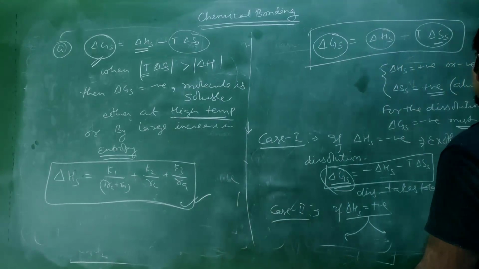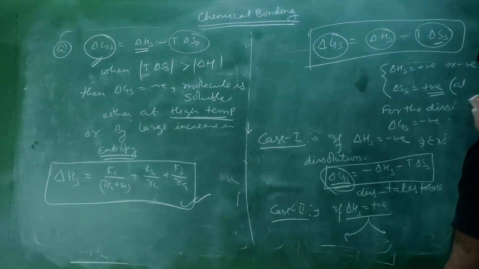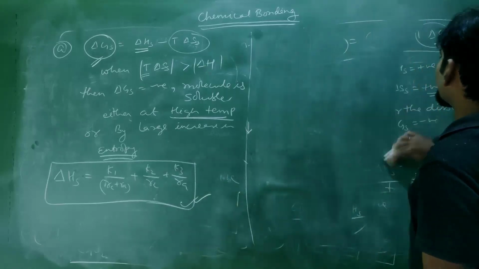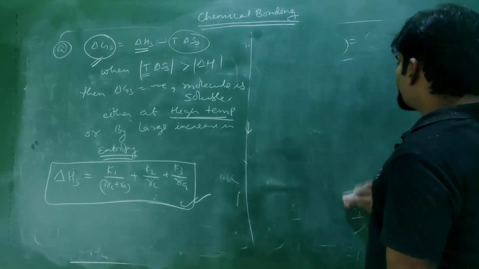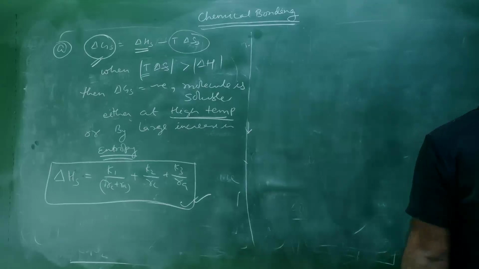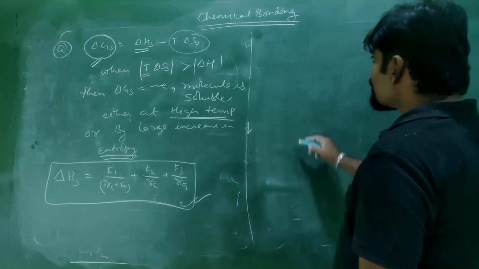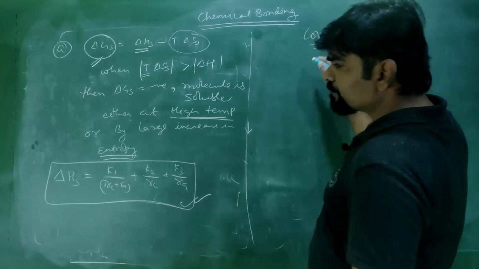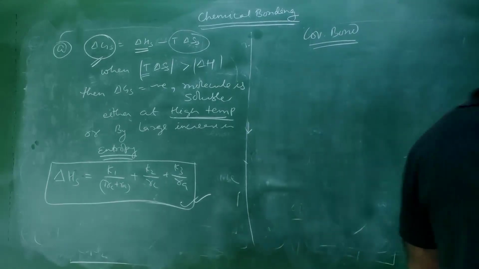This is about variation of solubility, variation of melting and boiling point, and characters of ionic bond, polarization and all. Okay. Now, we will go for covalent bond.